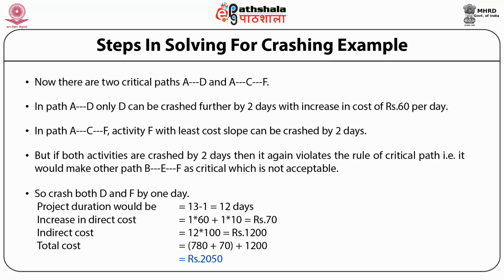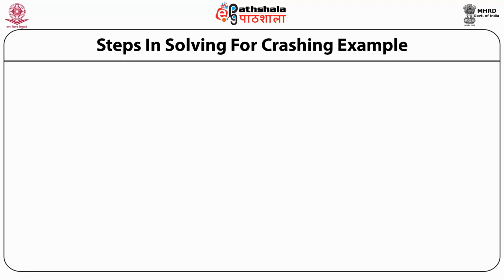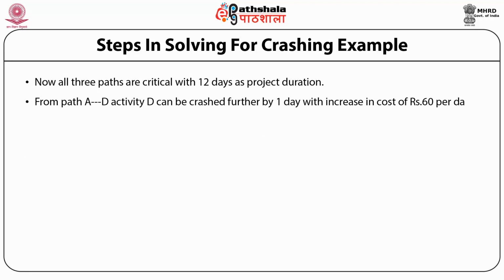Project duration would be 13 minus 1 equal to 12 days. Increase in direct cost 1 into 60 plus 1 into 10 equal to rupees 70. Indirect cost 12 into 100 1200. Total cost 780 plus 70 plus 1200 equal to rupees 2050. Now all three paths are critical with 12 days as project duration. From path A to D, activity D can be crashed further.